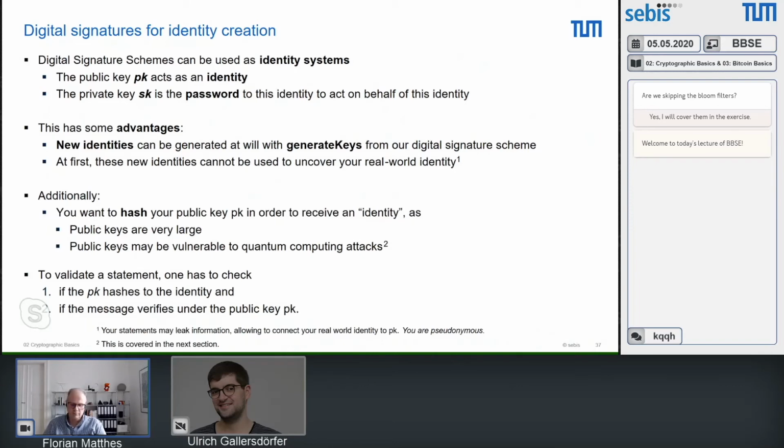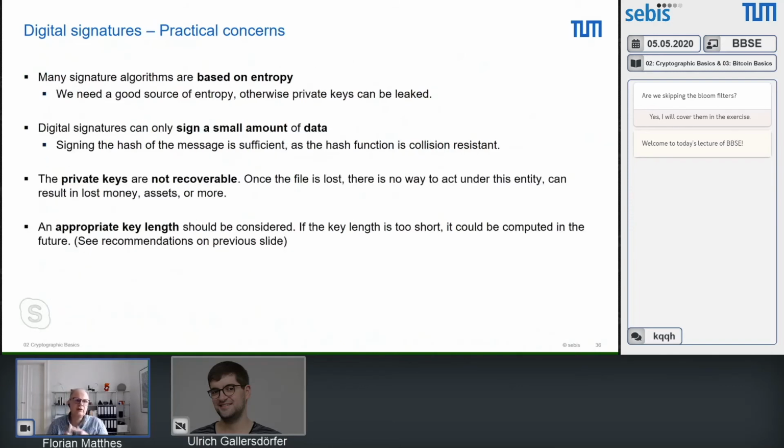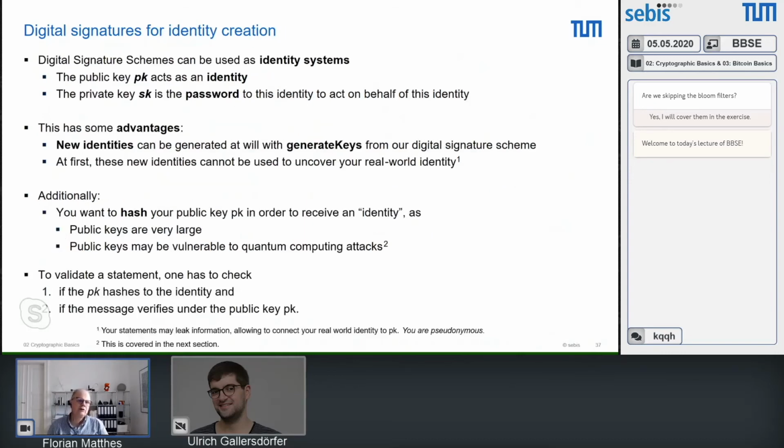Okay, so that was the idea. Using digital signatures to say, this is a document I created, and somebody else can find out whether I created it. There are also schemes where multiple people can sign something, but these are variations of the same idea. Another use for digital signatures is as identity systems.